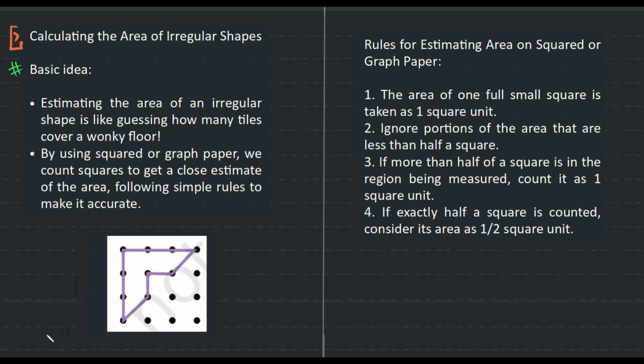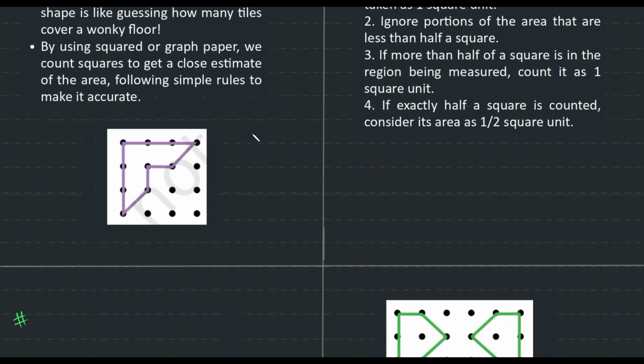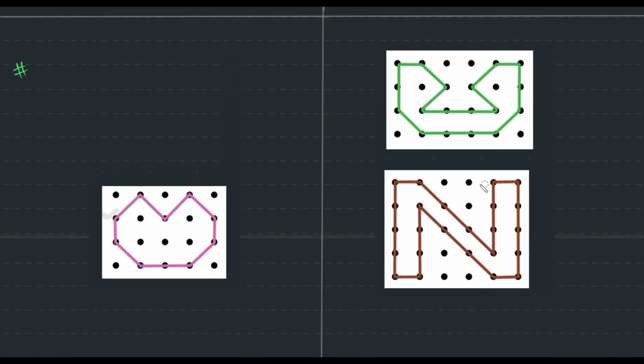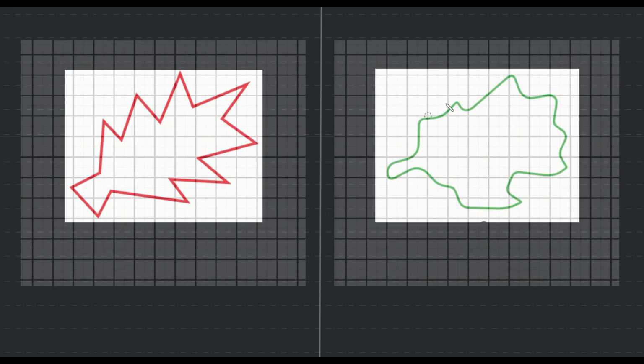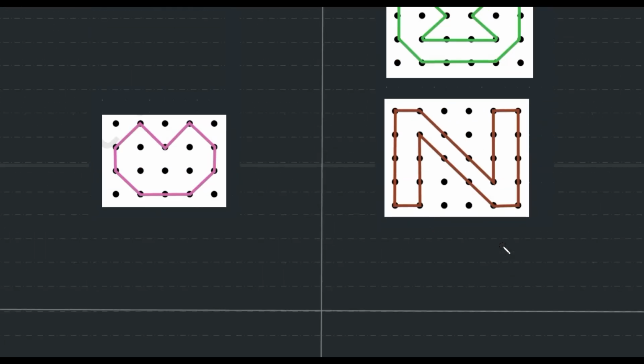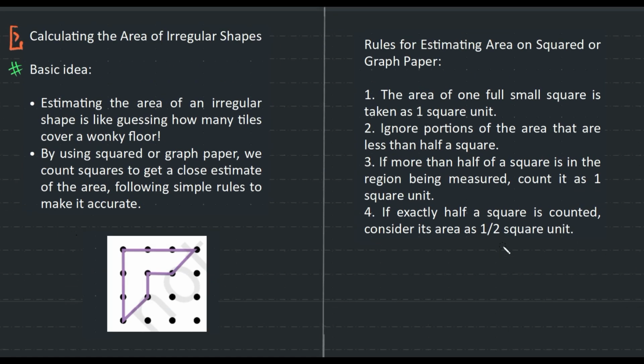Irregulars are something like this, weird, once in a blue moon picture. All of these are irregular shapes. This too is an irregular shape. If I draw something random, that's an irregular shape. So we are trying to figure out the area of such structures.